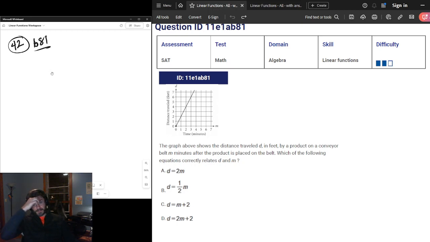Linear graph again. They've made it teeny tiny for whatever reason. Looks like we're just looking for the equation of this line. It has a 0 y-intercept. Check for any shifts. No shifts, so we know it's going to be either A or B. The slope goes up 2 over 1, so it's A.